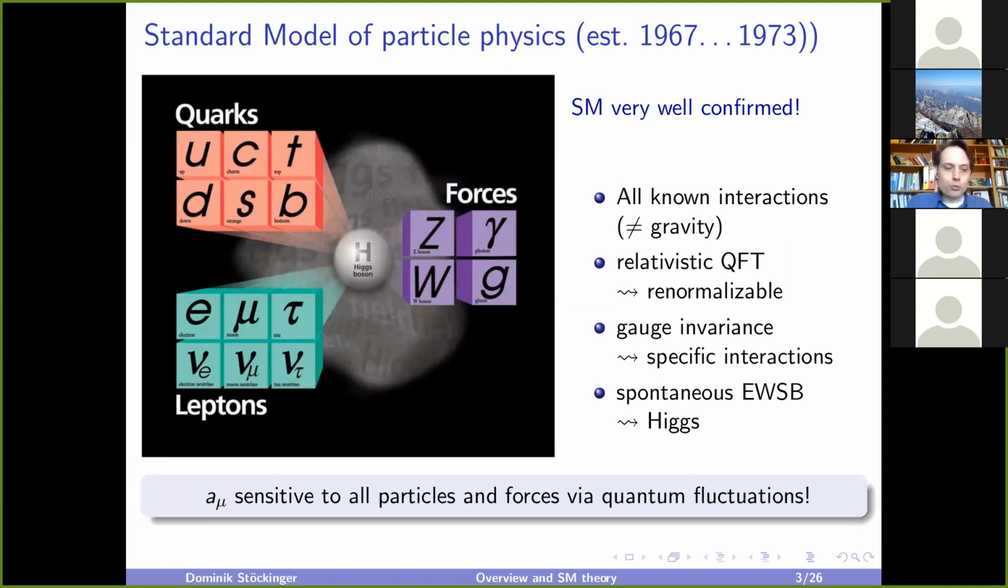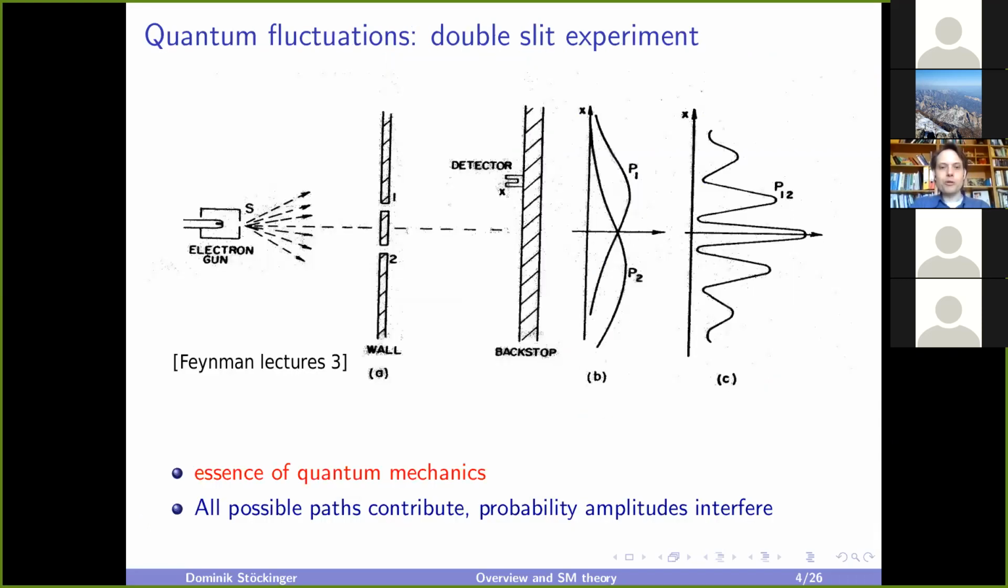Now, G-2 or a_mu is this unique single and simple quantity, a simple number, which is sensitive to all particles and all forces that we know via quantum fluctuations. So this is why it is such an interesting quantity. So let me explain this just very briefly.